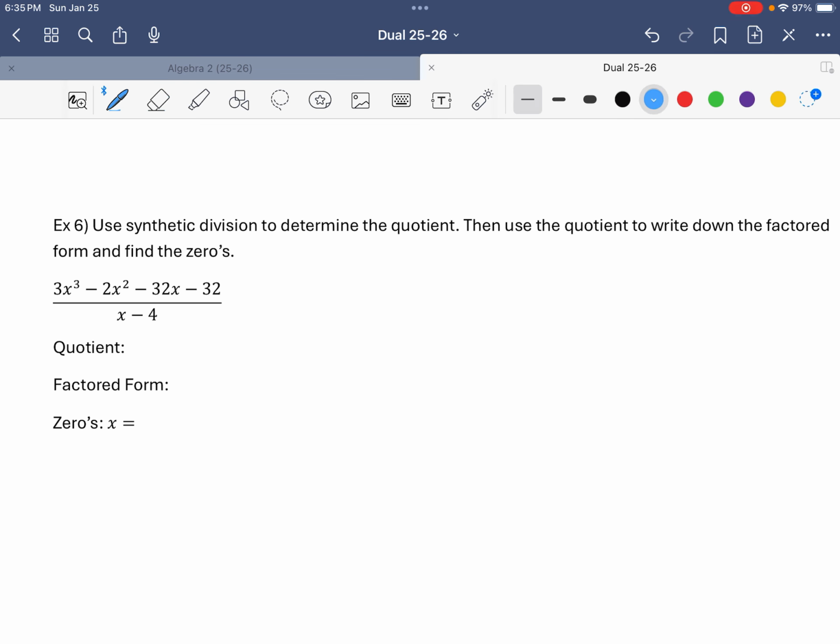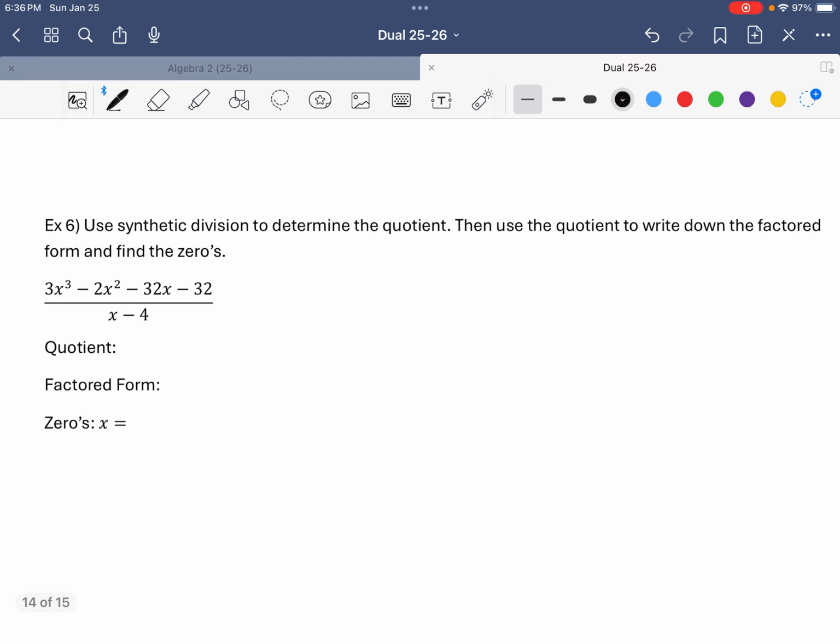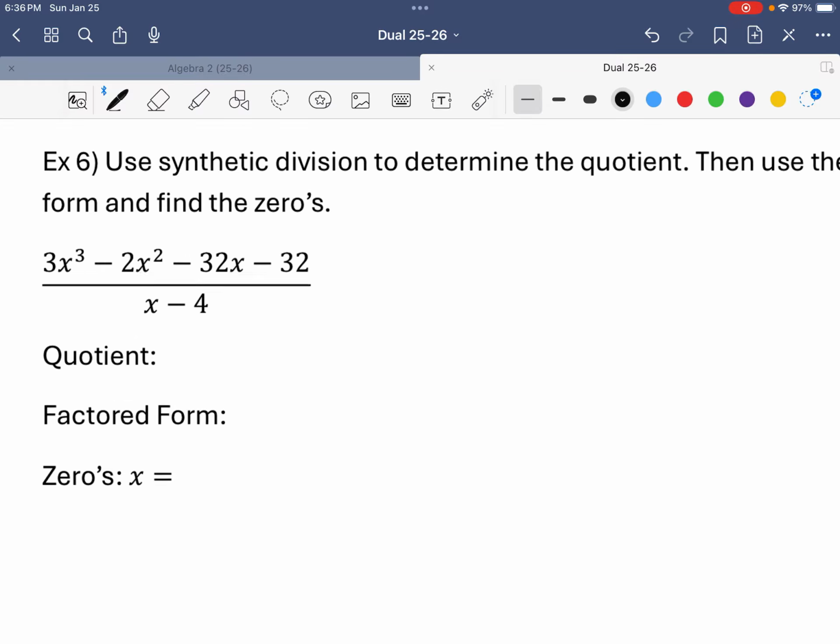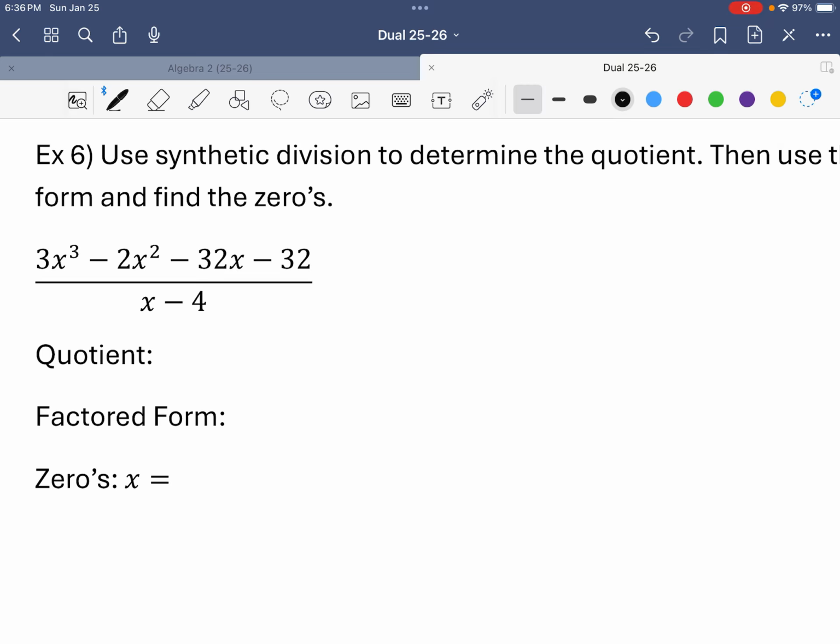Number 6, last question. Use synthetic division to determine the quotient, then use the quotient to write down the factored form and find the zeros. Okay? Now this is written differently, what the heck? But it's written differently, yes, but you still can do the exact same work.